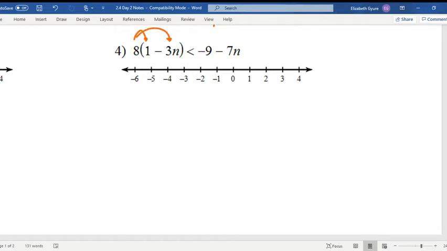All right, so we're gonna distribute, and we have 8 times 1, which is 8. 8 times -3n, which is -24n. And then just drop down your other side, put your less than symbol, put your -9 minus 7n. Good, now let's get our column here.